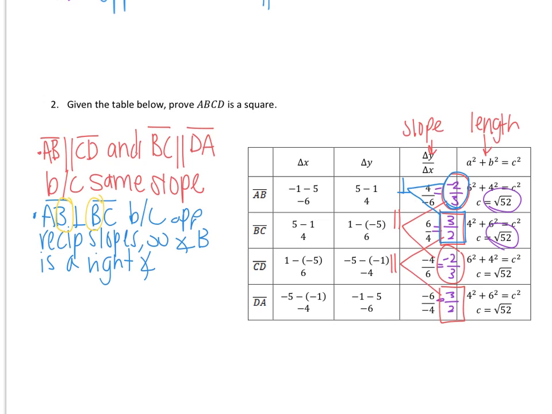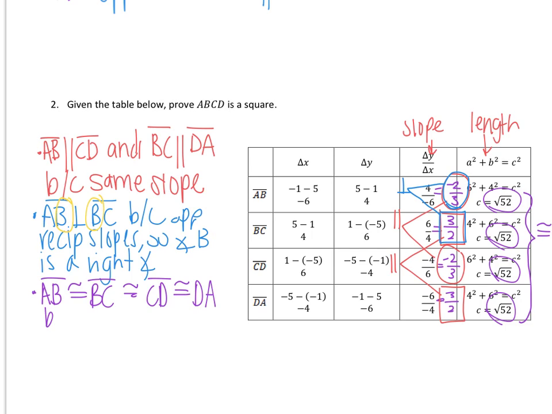I see square root 52, square root 52, square root 52, and wow, square root 52. So the note that I'm going to write here is that they're congruent. Remember, length gives us congruence. So this is a big long chain that we're going to write. AB is congruent to BC, is congruent to CD, is congruent to DA, because same length. Again, if you want to use the word distance here, that's fine, but you do have to write out same length or same distance.